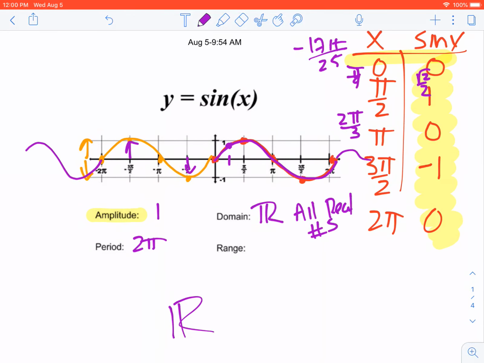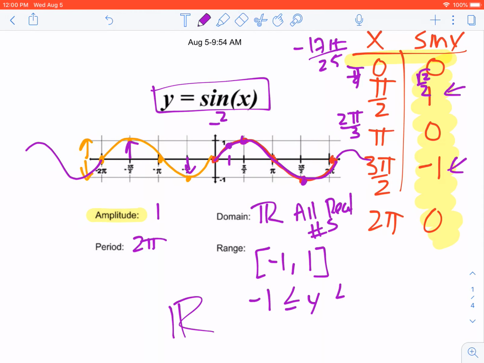And so if I said, is there a range value that's 2? As the parent graph only, I'm not talking about translated sine graphs, but the parent graph, you're never going to get higher than 1 and you're never going to get lower than -1. So we can say that the range, if you want to use interval notation, is from -1 to 1 inclusive, because I can actually have a range value that is 1 or -1. If you want to use, and I encourage you to use interval notation, if you want to use inequality notation, your y values are between -1 and 1.